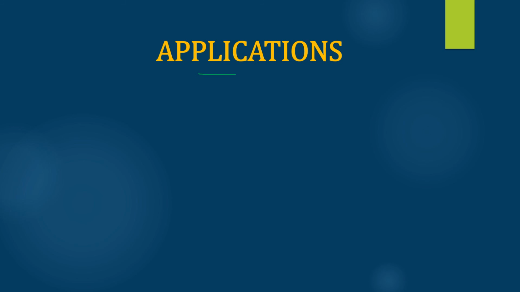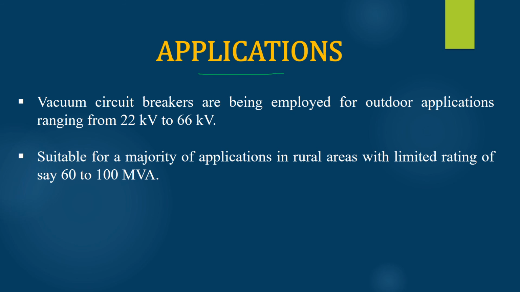Applications. Talking about the applications, vacuum circuit breakers are generally employed for outdoor applications ranging from 22 kV to 66 kV system voltage. This is very beneficial since everything in case of rural India cannot be implemented inside the building. Also, the vacuum circuit breakers are suitable for the majority of applications in rural areas with a limited range of 60 to 100 MVA.